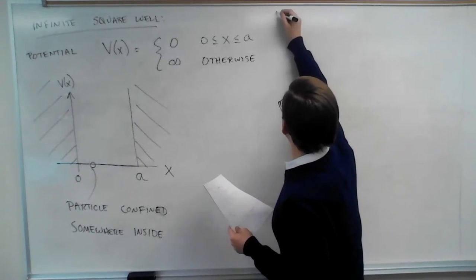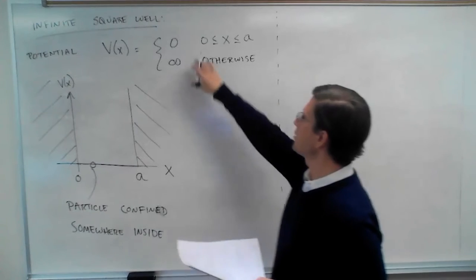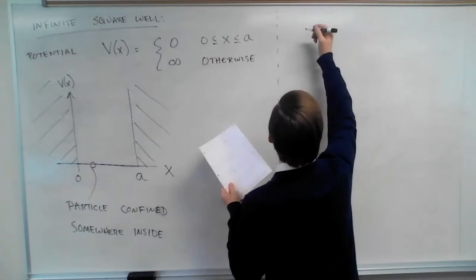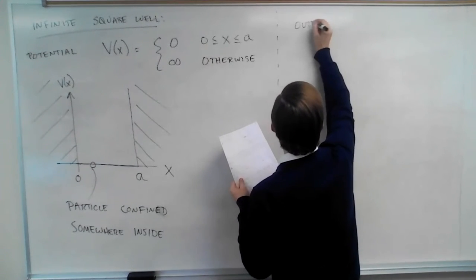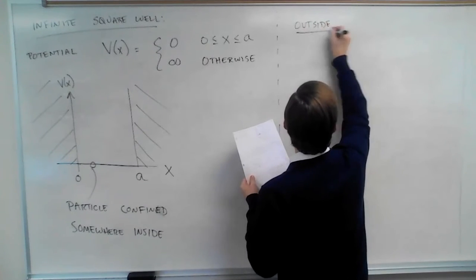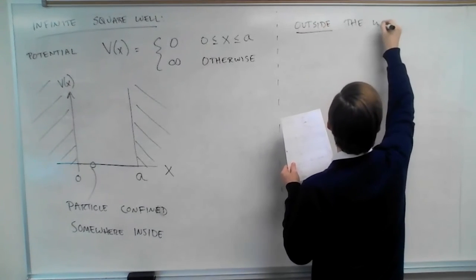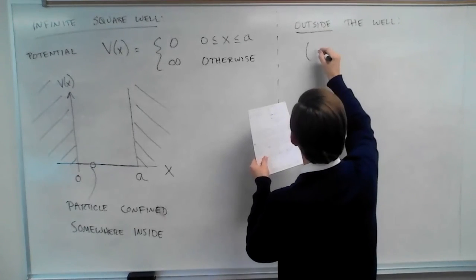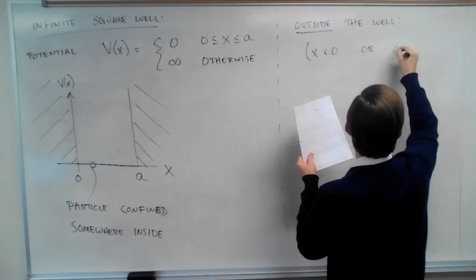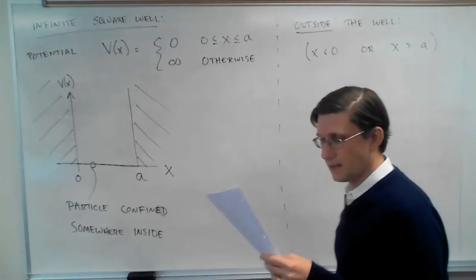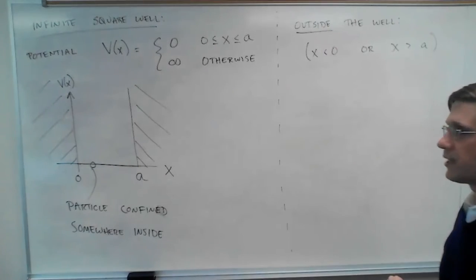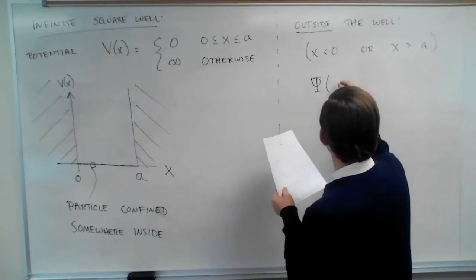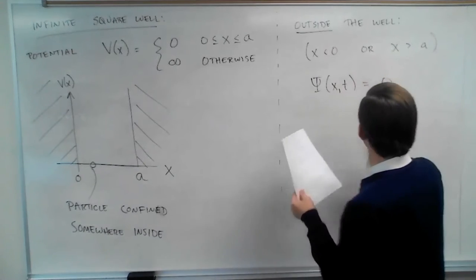I'd like to split this up into two regions, because in a sense our potential has two different regions of interest. I'll start with the simple one. If we are interested in the wave function outside the well, and by that I mean either x is less than 0 or x is greater than a, in some sense our answer is straightforward. We can more or less just write it down. Outside the well, we can say identically that psi of x and t is equal to 0.